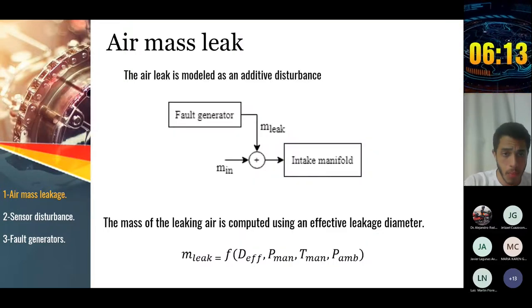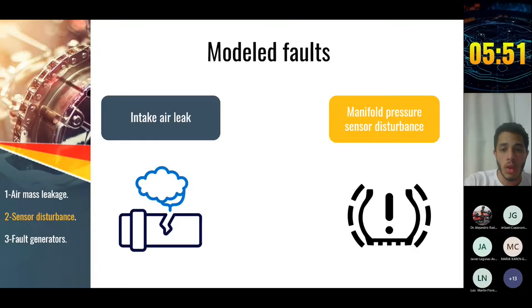This problem can be modeled as an additive disturbance. The amount of mass that leaks into the manifold body is computed using an effective leakage diameter and based on other parameters such as the manifold temperature and pressure and the ambient pressure.